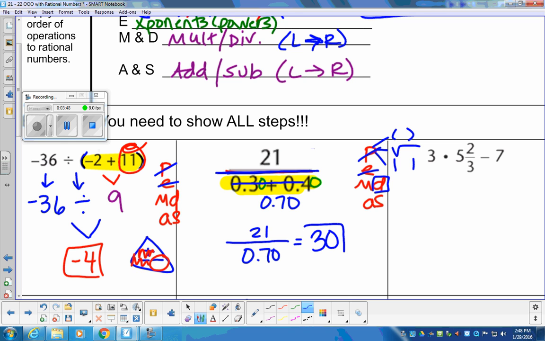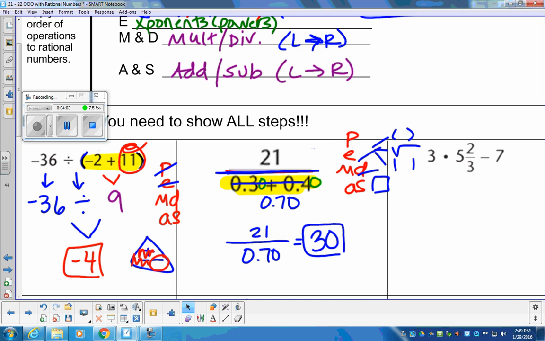And we can talk in class about why that answer got bigger. Some kids get stressed about that because you have a whole number 21 and you're dividing by something very small. How did it get bigger? Now that's a conversation we can have in class if you're confused about that. But otherwise, I'm going to move on. Okay, group.